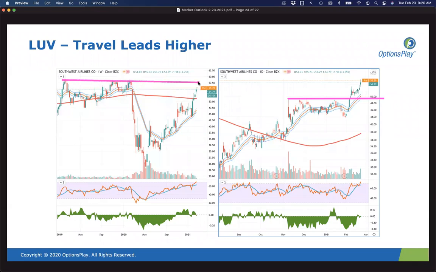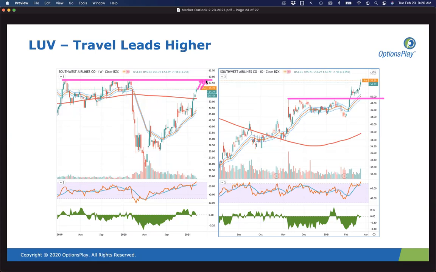And many of you know, for me, Southwest Airlines represents one of my favorite plays in terms of travel stocks, but we're also long stocks like MGM and Norwegian Cruise Lines. These types of names I think have some further upside here. So Southwest Airlines, again, is really more of an example rather than a specific stock that I'm trying to suggest.